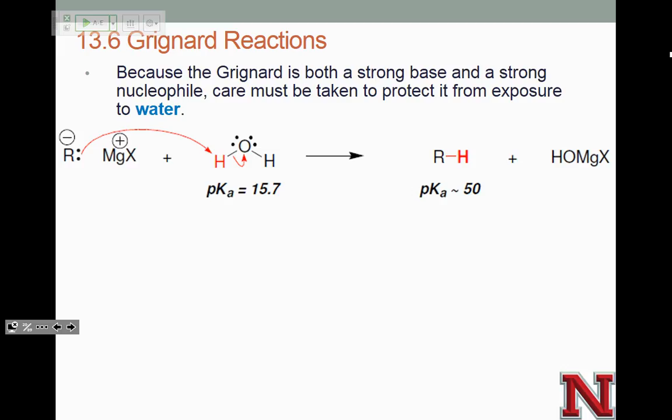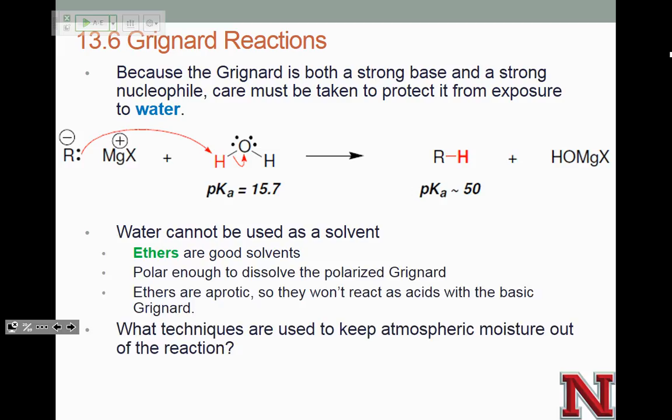So we have to be very careful that no partial positive hydrogens are anywhere in our other reagents, in our R group, in our carbon-containing compound that is attacking, or as water or alcohol in our reaction. So we can't do these in solvents that have an acidic proton. We can't do this in alcohol, we can't do this in water. This is typically done in ethers, and we'll talk about ethers in a lot of detail in the next chapter.